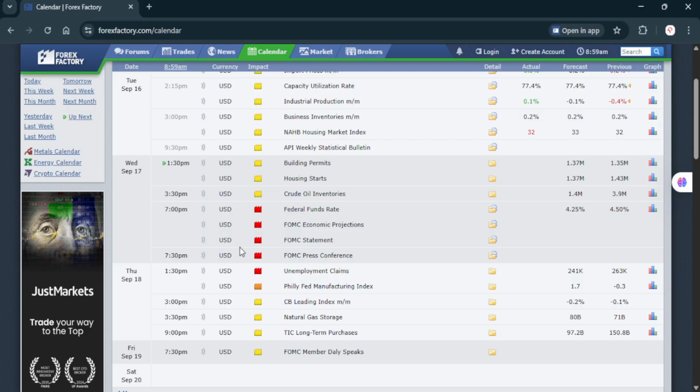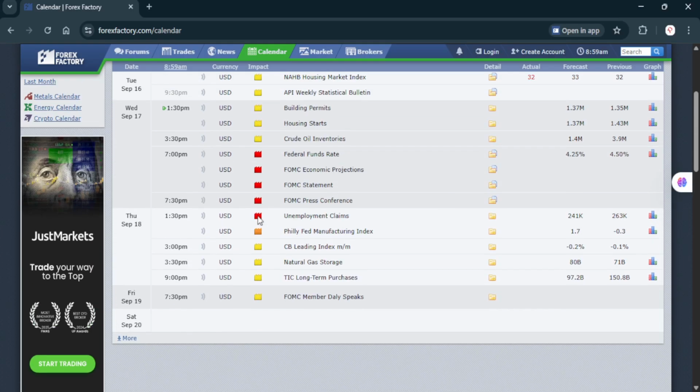Okay, so you pay attention to the ones with red flag and ignore the rest. These ones with red flags have the power to move the market aggressively, either in an upward direction or in a downward direction. All right. So apart from this news, Thursday we have news at 1:30 p.m. Nigerian time, which is the unemployment claims.